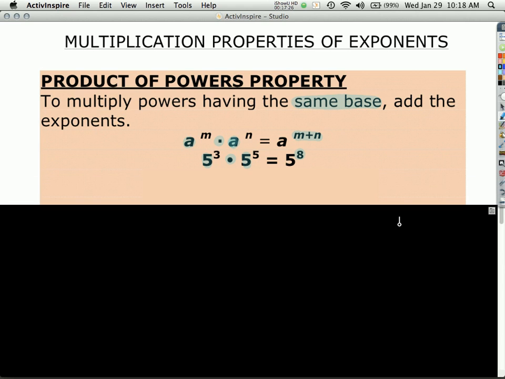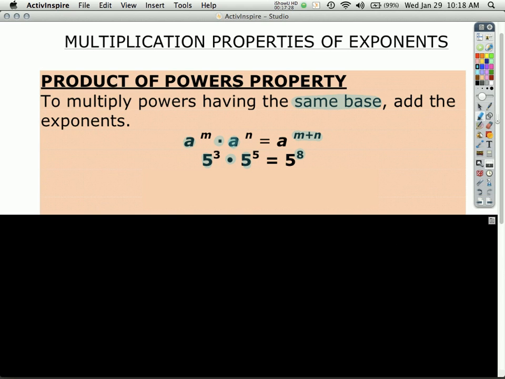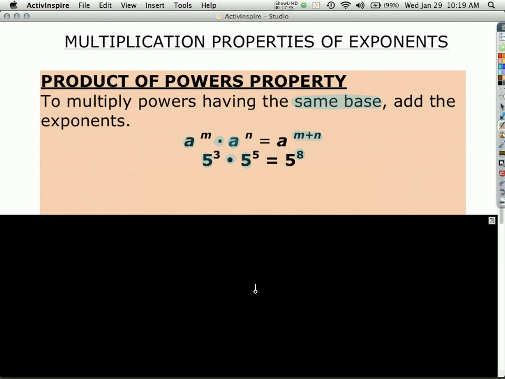So let's go into the why. If I asked you to rewrite 5 to the 3rd power in expanded form, what would it be? 5 to the 3rd power. Caleb? That's exactly right. It would be 5 times 5 times 5. So watch what happens. 5 times 5 times 5 is 5 to the 3rd power.